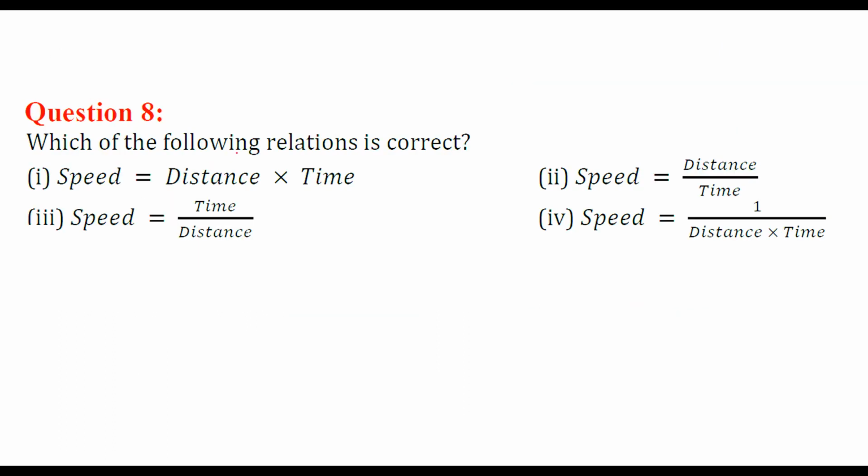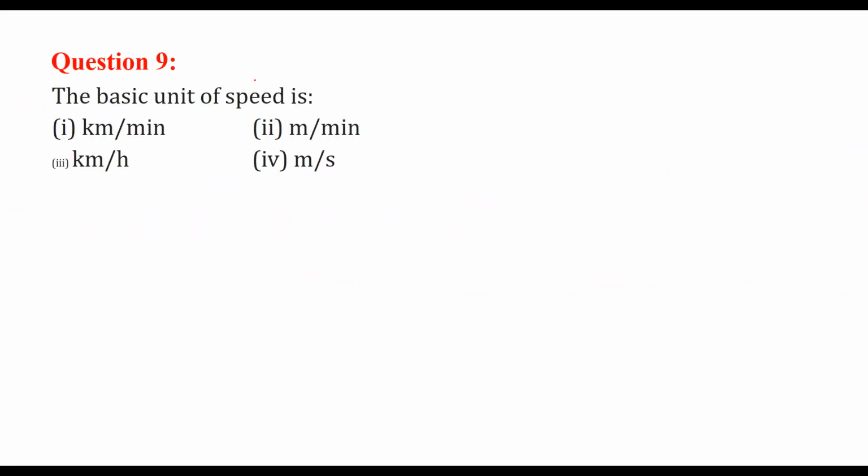Which of the following relations is correct? As I suggested earlier, speed is equal to distance by time. So this has to be correct. The second is the correct one. Others are not fulfilling the criteria. The basic unit of speed is meter per second.